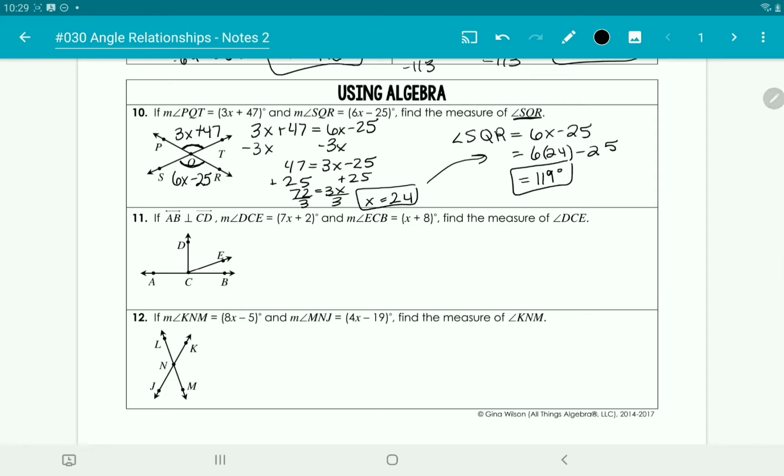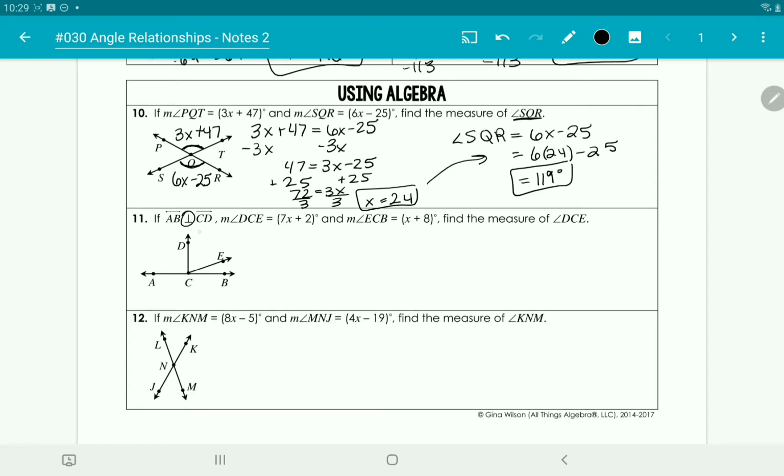Looking at number 11, it says that AB, so this line here, is perpendicular. That's what that means again, perpendicular. So it makes a 90-degree angle with ray CD. So both of these are 90 degrees.